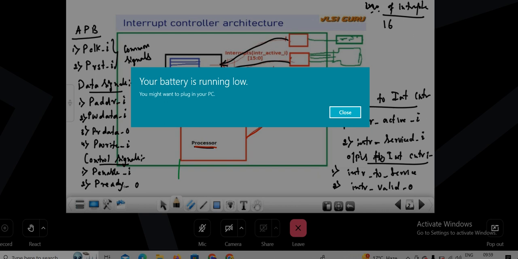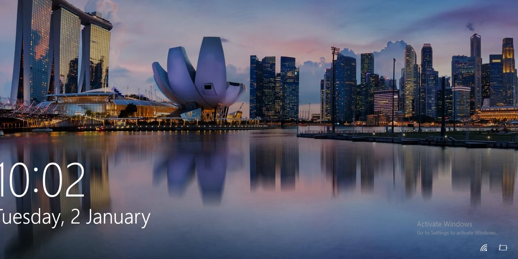Are you clear? Now here, the first state I'm taking is my reset state. State with no interrupts. Shall I call it like that? State with no interrupts means there are no requests. If there are no requests, I'll stay there. So interrupt active equal to 0 means no requests.